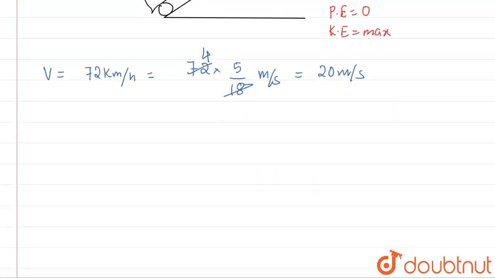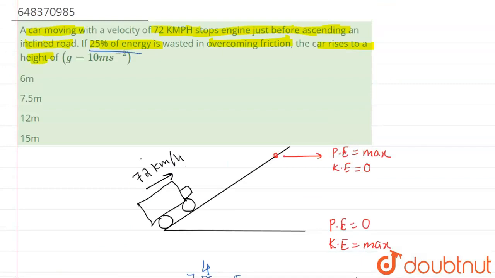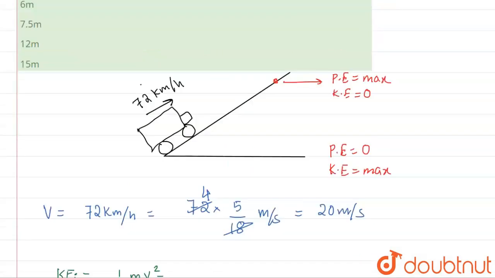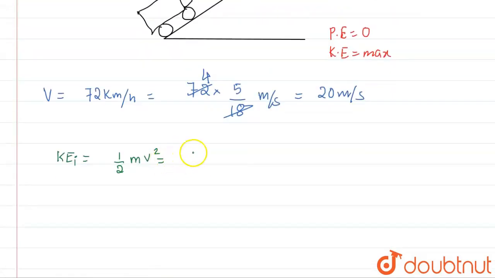Now we'll find the initial kinetic energy. Initial kinetic energy is equal to half m v square. What is the mass of the car? The mass of the car is not given, and it is not required either. So it is half into m into 20 square.